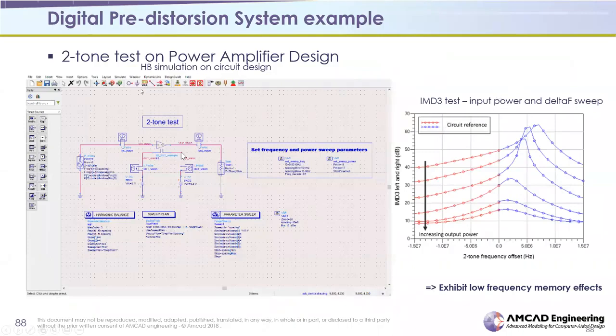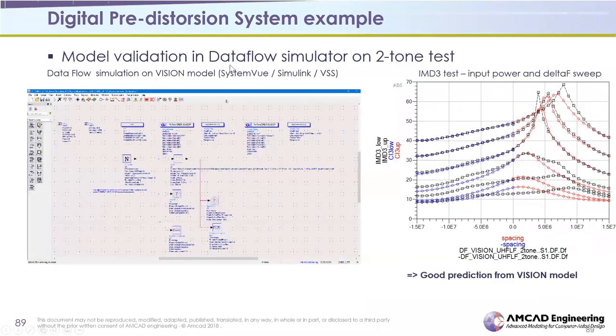What does it look like? So imagine here we have this power amplifier design in ADS. Harmonic balance, which is good, we can simulate a two-tone and we have the result. And we will use that as a reference. Now, in data flow simulation, we can use the model, which is actually compatible with SystemVue, Simulink, or VSS. We extract the model in the data flow simulation. Now, there is something important in the data flow simulation.